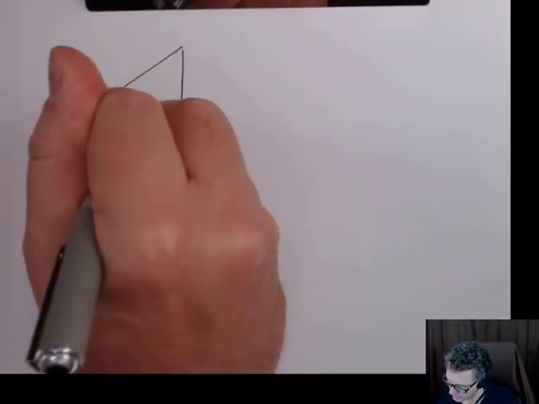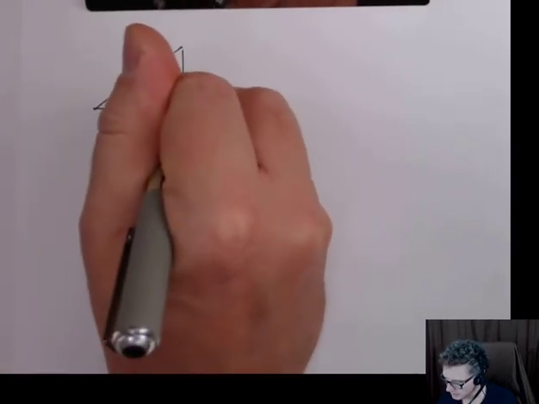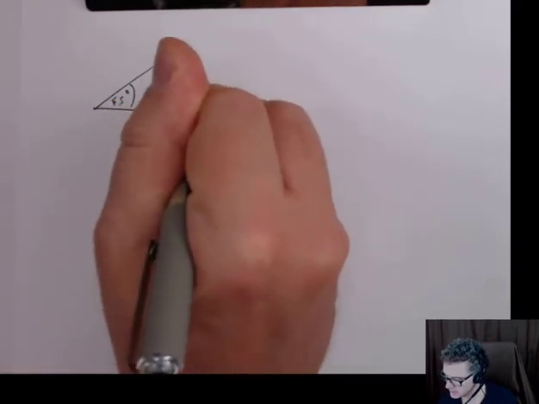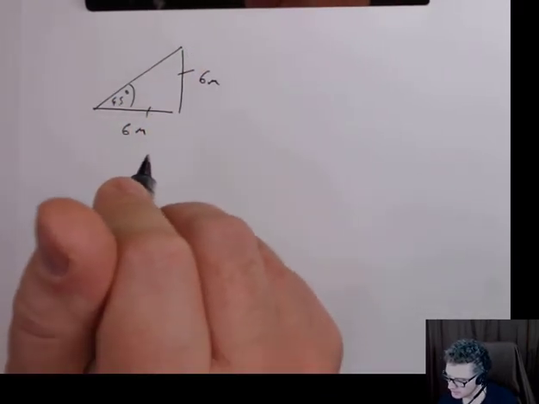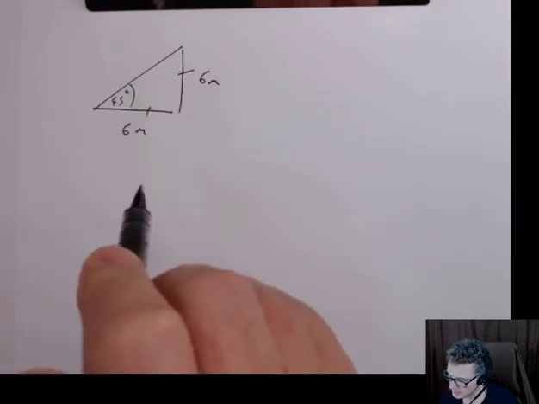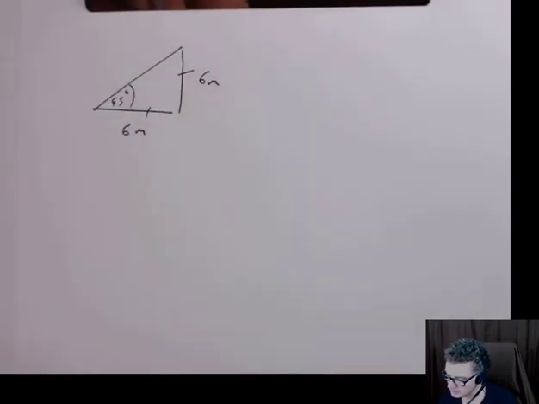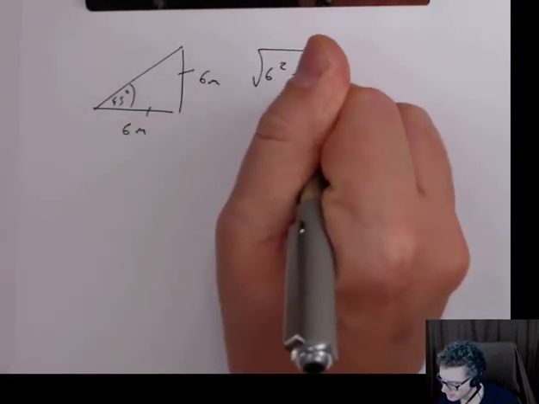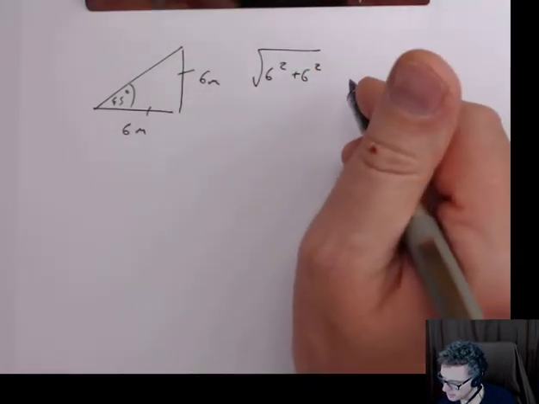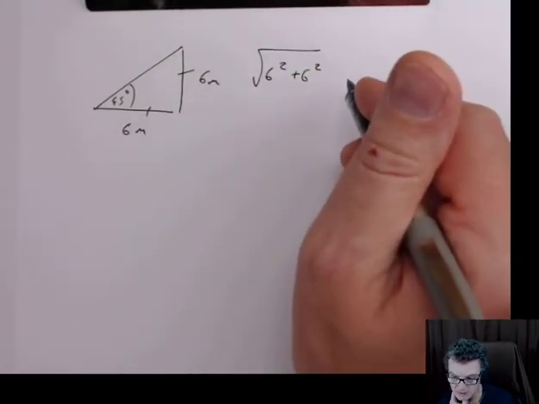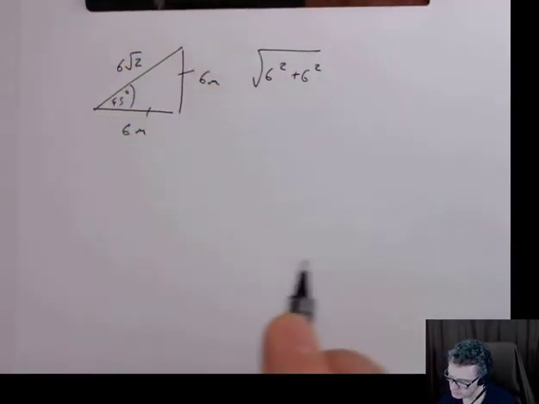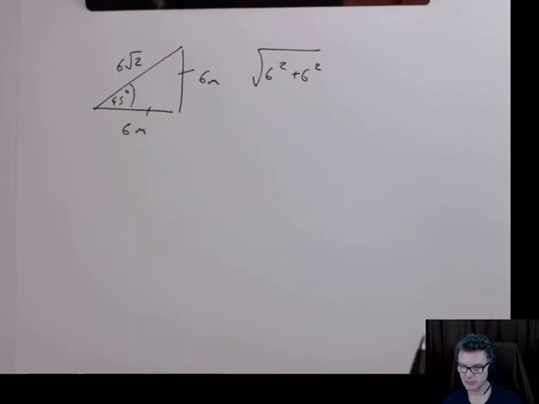So 45 degrees means we have the same length here as here. So whatever length this was, let's say that was 6 meters, that's going to be 6 meters. And then we can quickly use Pythagoras to find this length here. So we're going to have 6 squared, so this is going to be 6 root 2 if we're using irrational numbers.